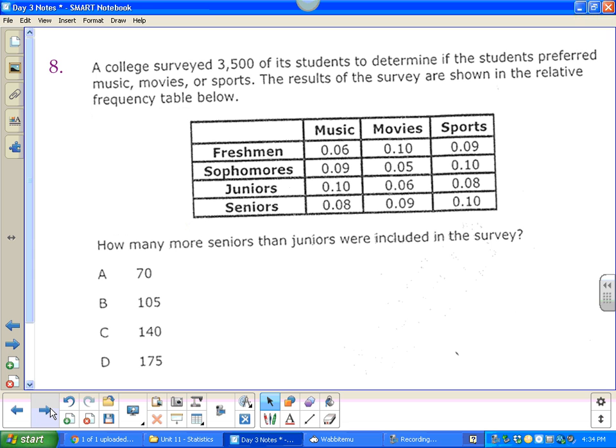Okay, so again, I can tell this is a relative frequency table because I can see all the decimals in the chart.